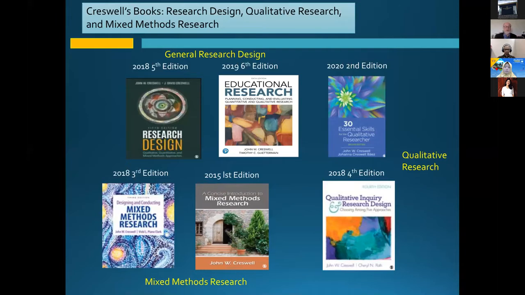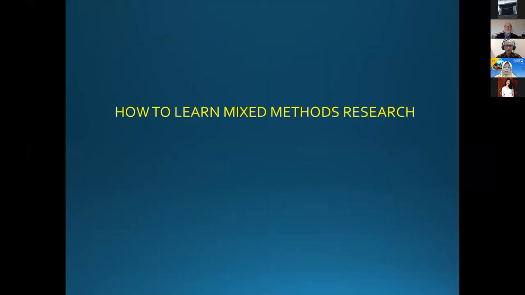And then down on the left are my 2 mixed methods books. The first one, in 2015, the 1st edition, is a concise introduction to mixed methods research. It's been translated into many languages all over the world. It's a very short book, but in this book, I attempt to summarize the key ideas of mixed methods research. It's a good place to start to learn mixed methods. And then the more advanced book, Designing and Conducting Mixed Methods Research, which is now in its 3rd edition. That's the more extensive, expansive version of mixed methods research.